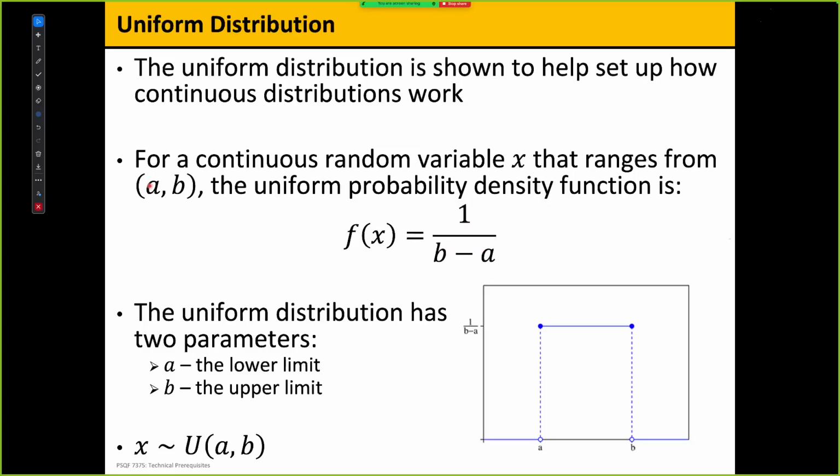So what we would say is, if a random variable x follows a uniform distribution, it would look like this down at the bottom. X tilde u for uniform, and then the two values it takes are parameters, a and b. A is the lower limit, b is the upper limit, right?